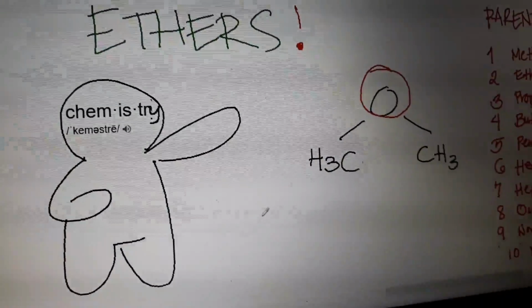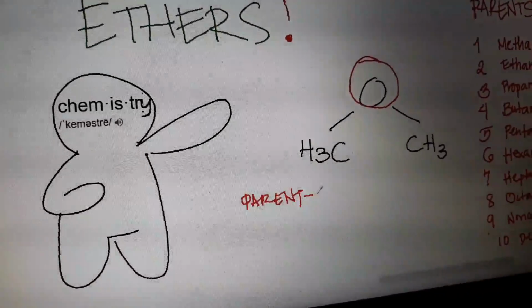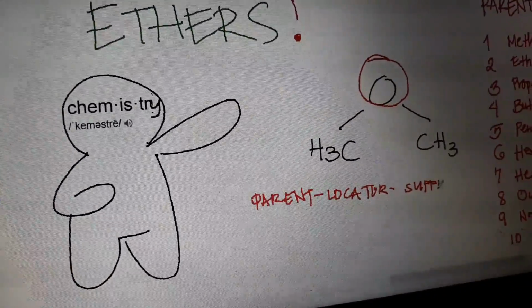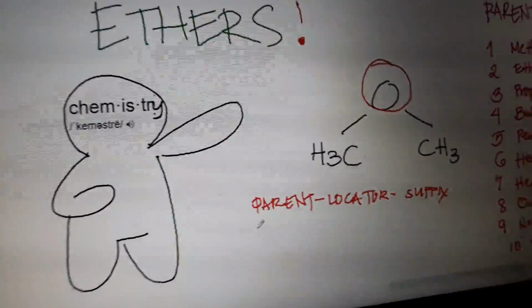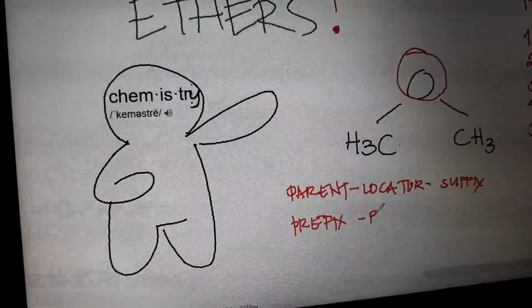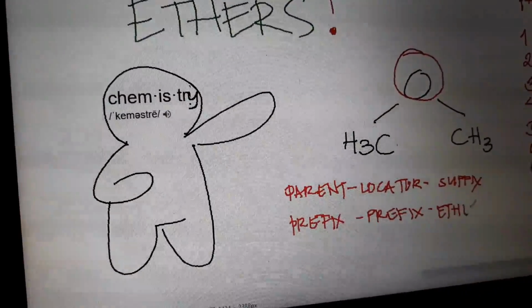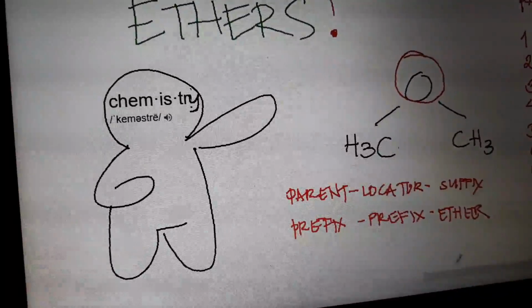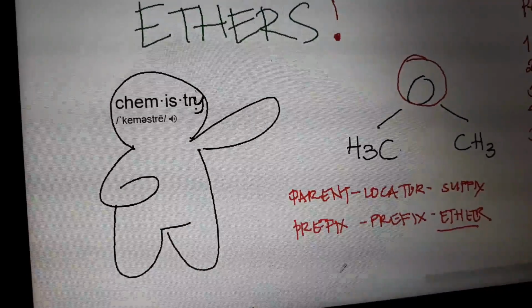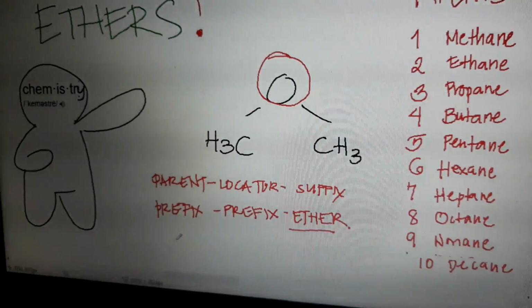Okay, so for alcohols, we follow the template parent, locator, suffix. But for ethers, it's gonna be a bit different. It's gonna be prefix, prefix, ether. Kind of like esters. Except of a suffix at the end, we just add the word ether at the end. So let's fill up both of the prefixes later on. So our 2 prefixes will be the 2 groups attached to our oxygen atom, our H3Cs.